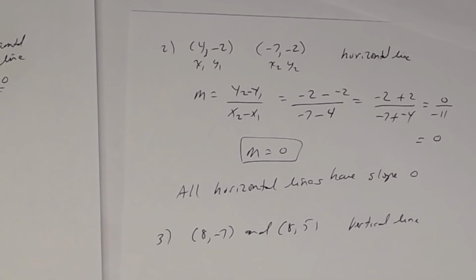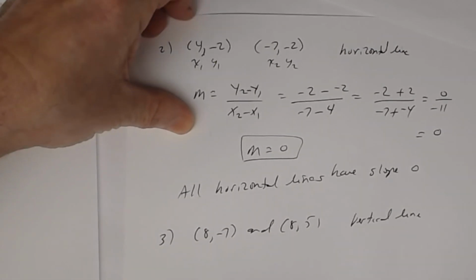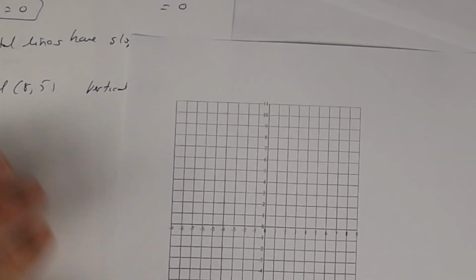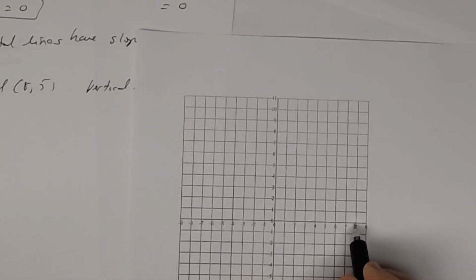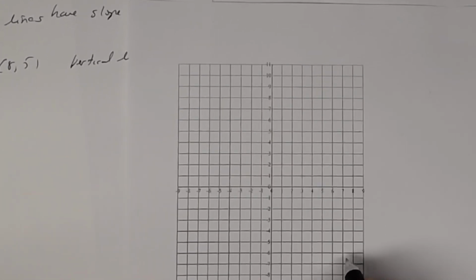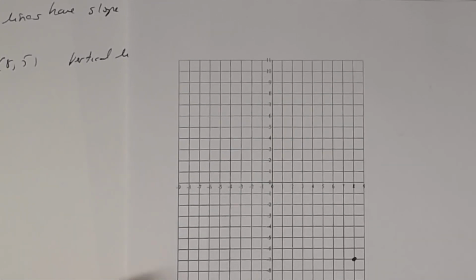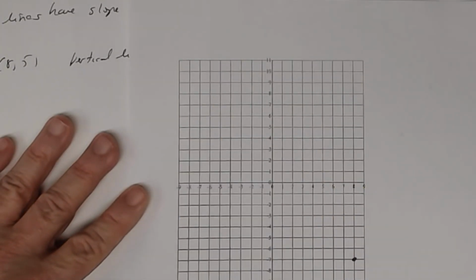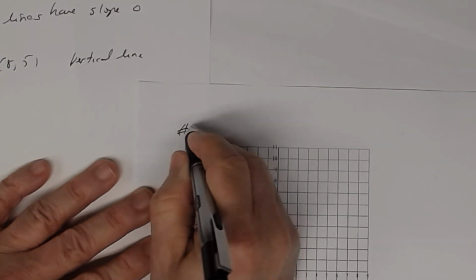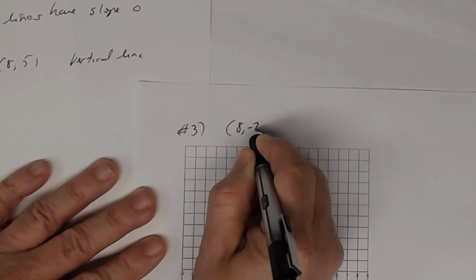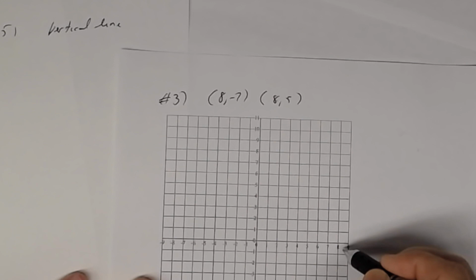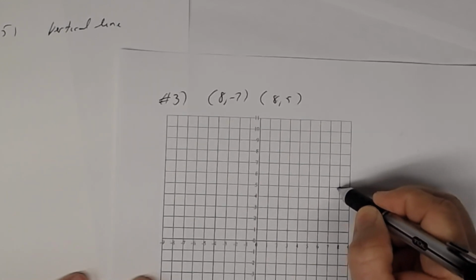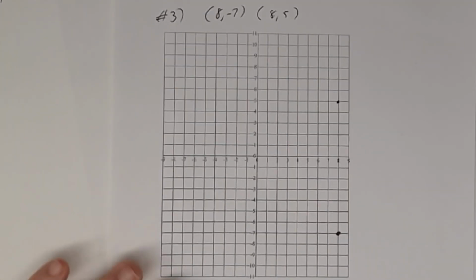So watch, if you draw it, look at what happens. This is number 3. You have 8, -7, which is down here. And the other point was 8, 5, and so 8, 5 would be here. So see, you get that vertical line.